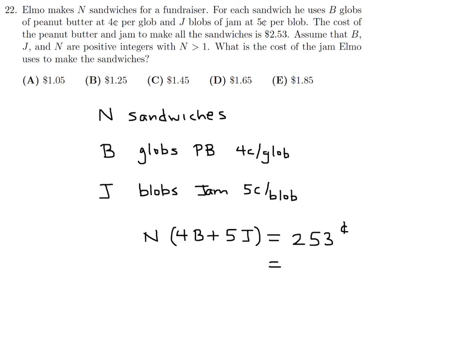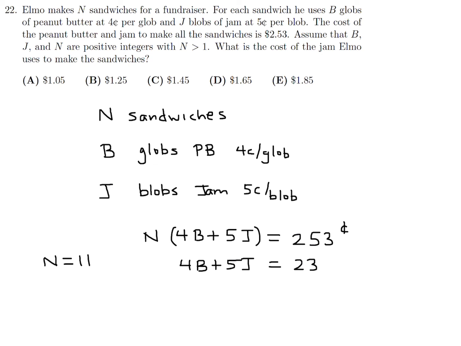If we do that, when I get to N equals 11, this works out. It becomes 253 divided by 11 is 23. All right? So our formula essentially reduces to this right there.